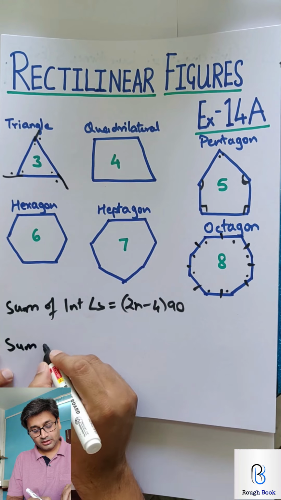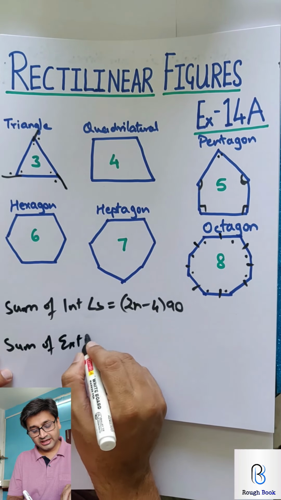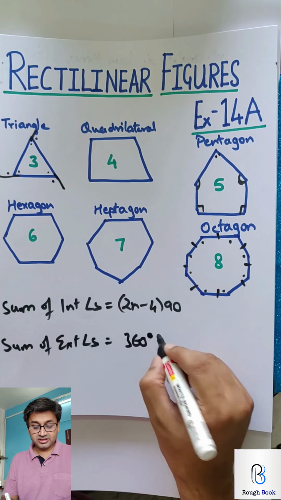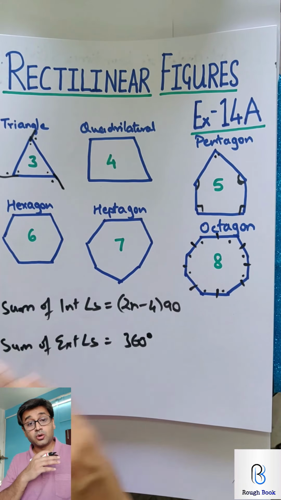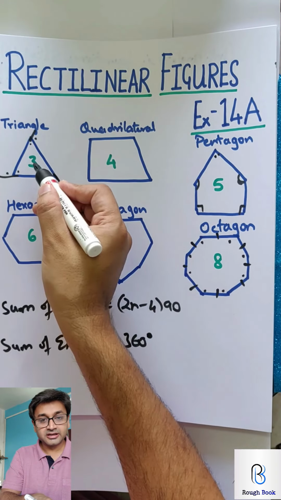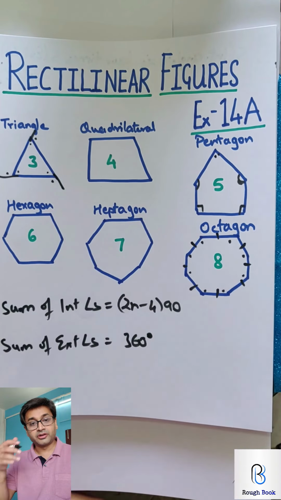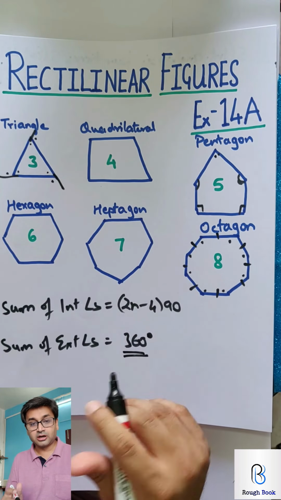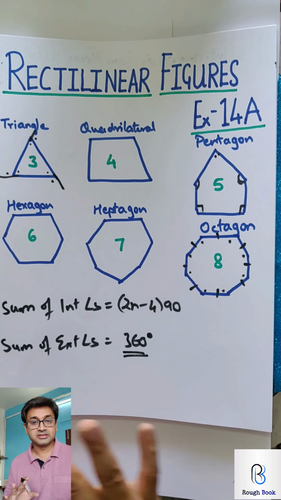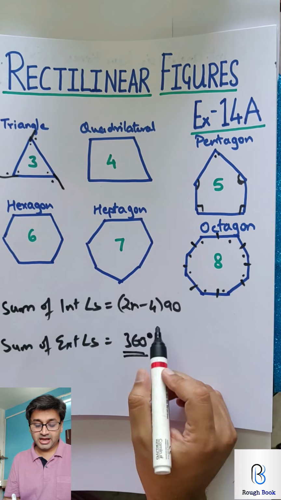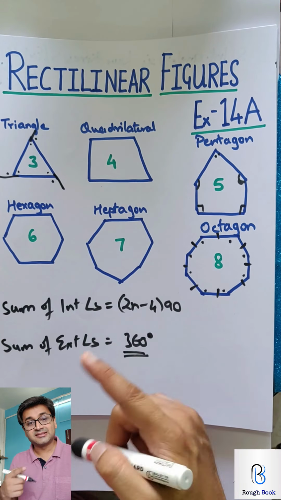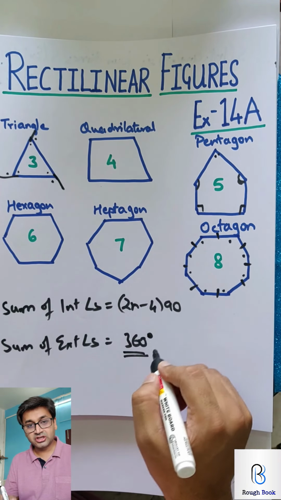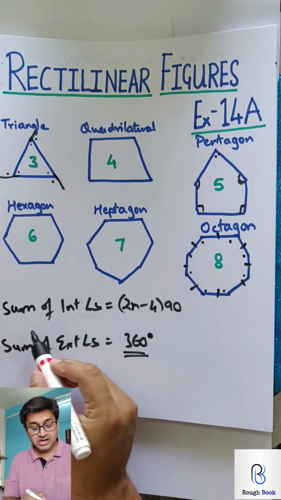Likewise, the sum of all exterior angles is always 360. In all the cases, whether it is a triangle or an octagon or a polygon with 12 sides or 20 sides, the total of the exterior angles will always remain 360. It will never change. The total of interior angles will keep on changing as the number of sides goes up. Is that clear? So interior will change, exterior will never change.